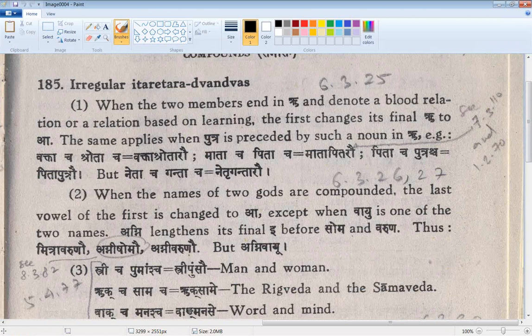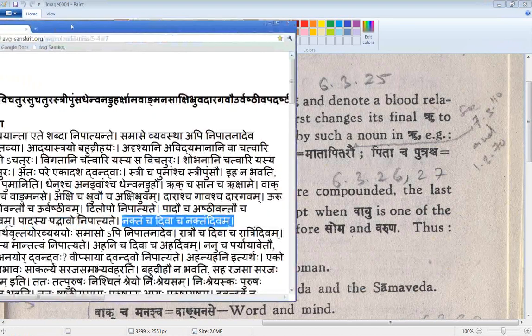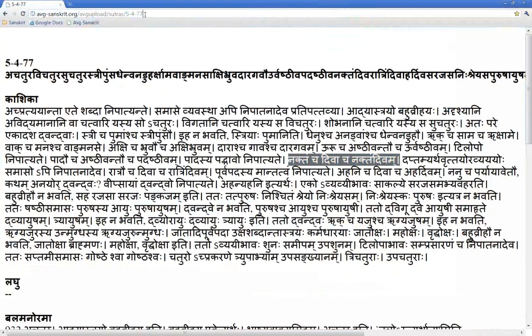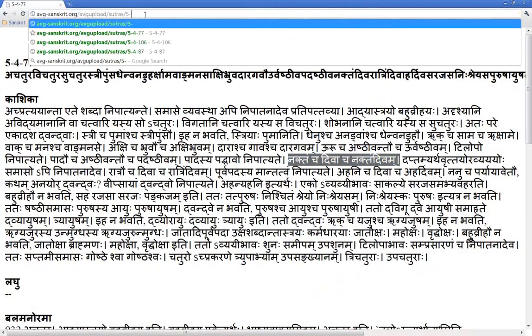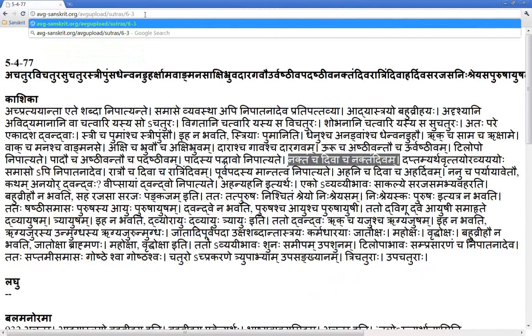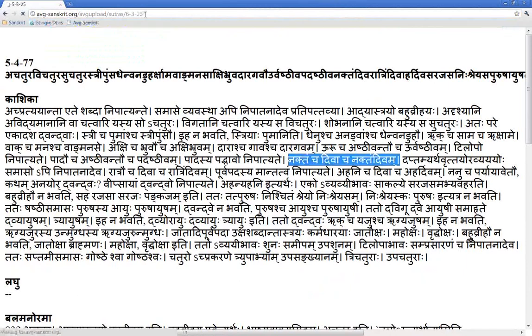Okay, let's look at 6.3.25, 26, 27, and 30. So we'll get ready for this. This entire page is going to be basically 6.3.25, 26, 27, so let's look at these and we'll come back to the book. Okay, come back to the book. 6.3.25.